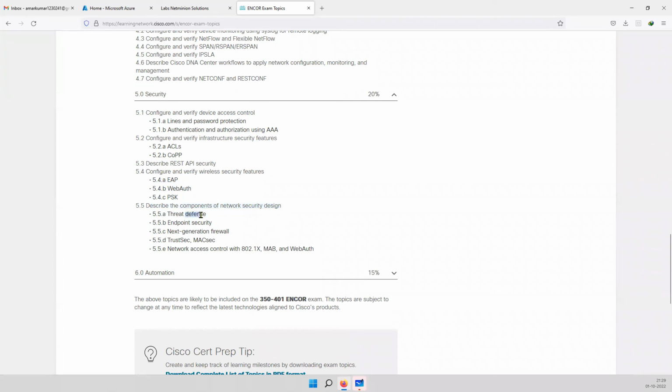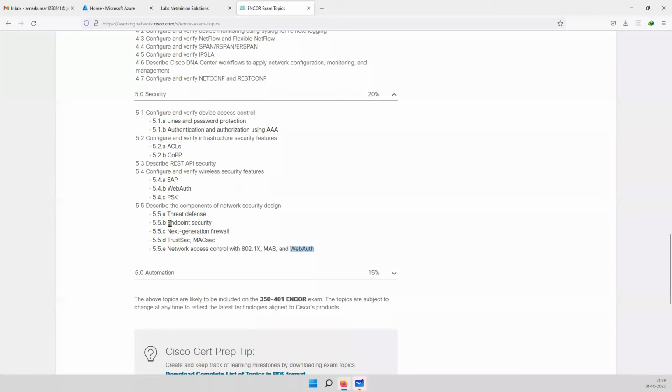What should be the threat defense? What should be the endpoint security? What is the next generation protocol? What is TrustSec and MACsec? And how you can control the network using 802.1x authentication, or MAB-based authentication, or web-based authentication.